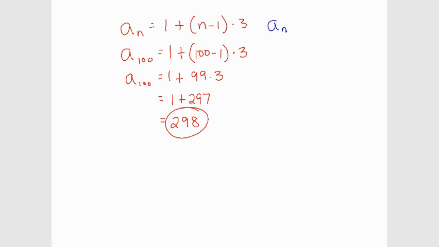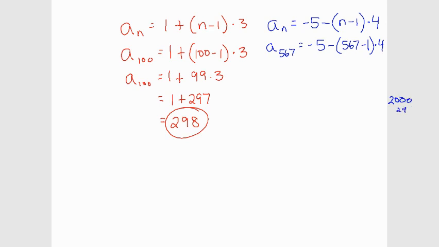Let's use a sub n equals -5 minus n minus 1 times 4, and let's solve for the 567th term. Let's make it tricky on us. So 567 goes in for n. So 500 times 4 is 2,000. 60 times 4 is 240. And 7 times 4 is 28. So we get 2,268. But then minus 4 is 2,264.